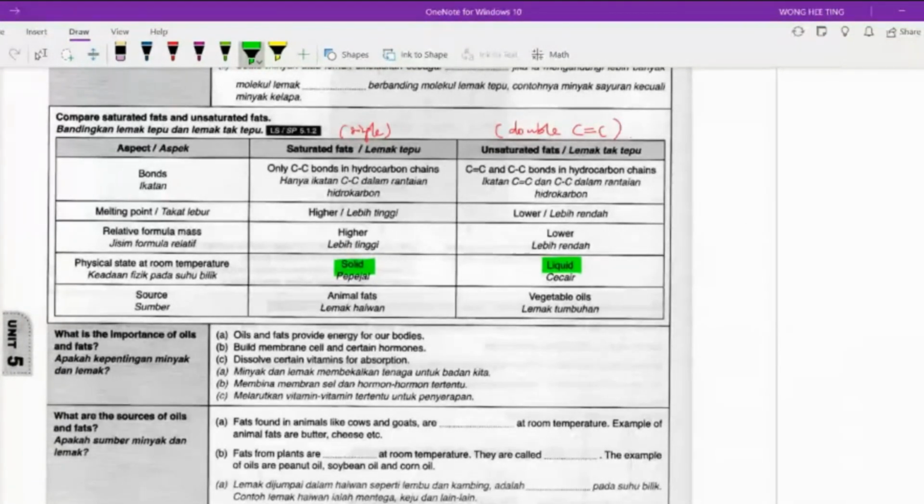Source: saturated fats are from animals. Unsaturated fats are from vegetables, vegetable oils. So sometimes when we talk about fats, they come from animals, and oil comes from vegetables. You can differentiate them. So what is the importance of the oils and fats?